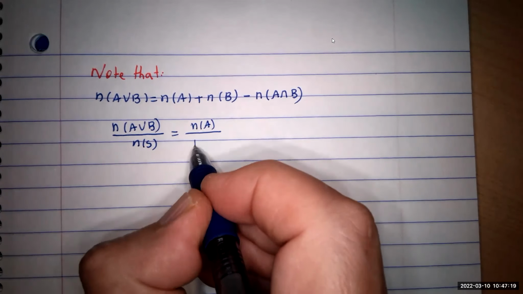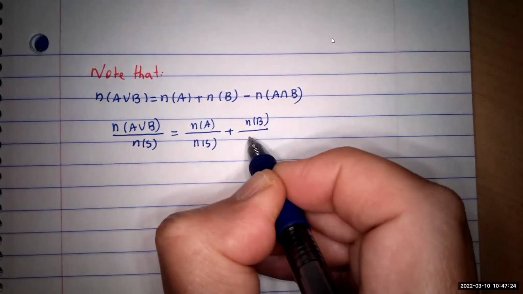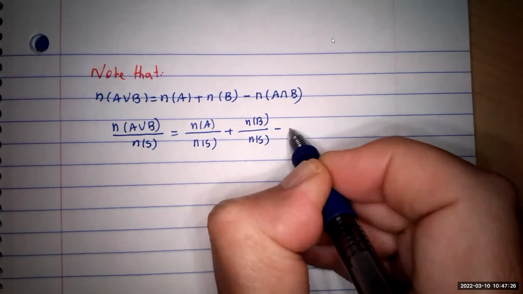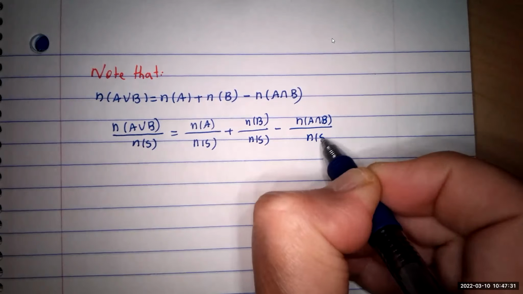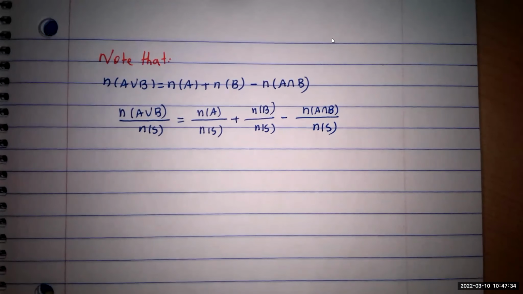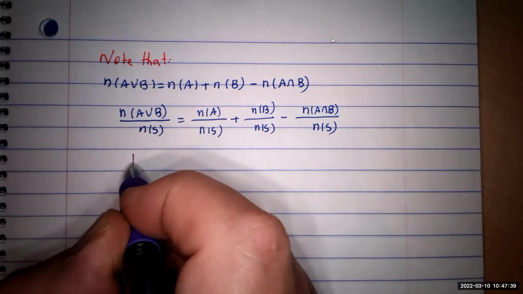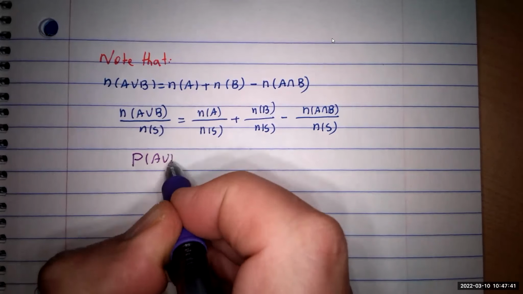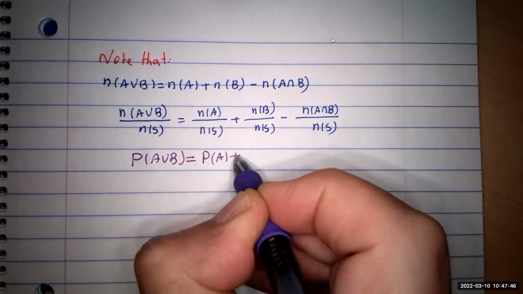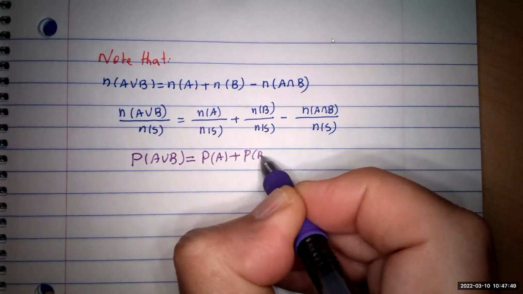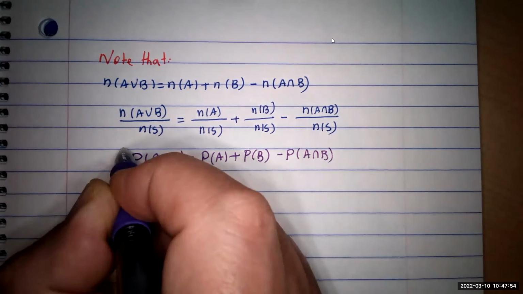Okay, n of A divided by n of S, n of B divided by n of S, minus n of A intersect B divided by n of S. According to the definition that we talked about the other day, this is classic probability. So this would be the probability of A or B. This would be the probability of A. This would be the probability of B minus the probability of A and B. This is it.